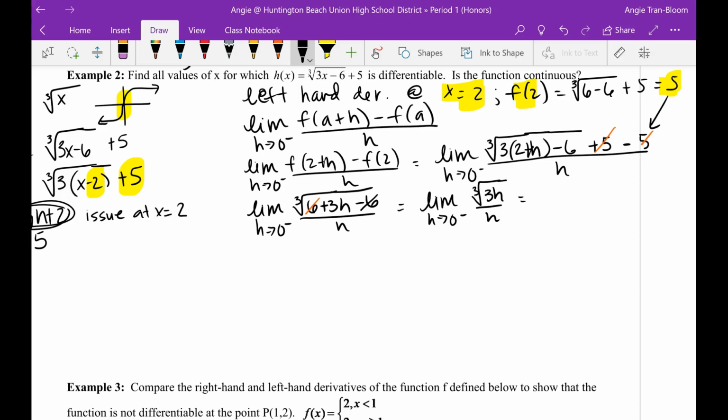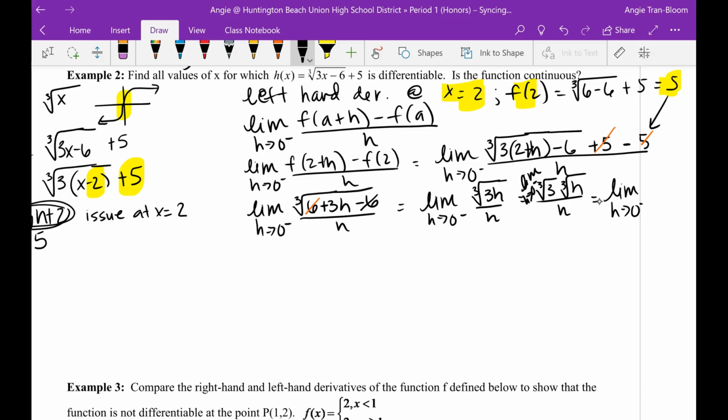So what I'm going to try to do is break this down. Third root of 3, times the third root of h, yes, that's totally legal to do. Oops, you know what I forgot? I forgot the limit as h approaches 0 from the left. Then this is going to be the limit as h approaches 0 from the left.